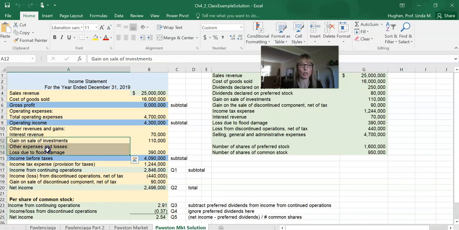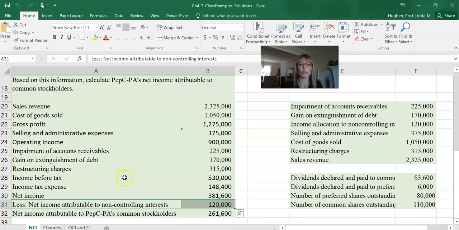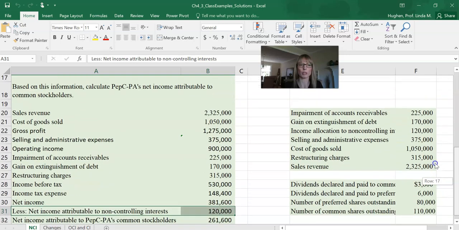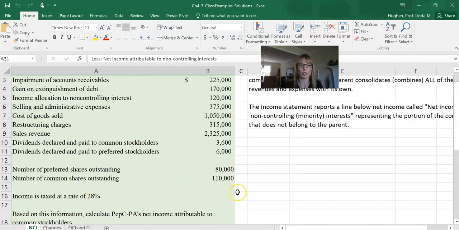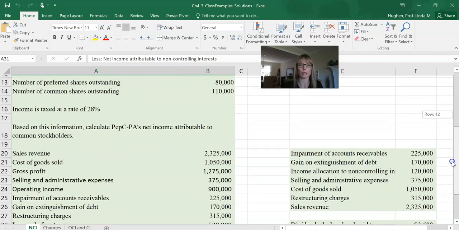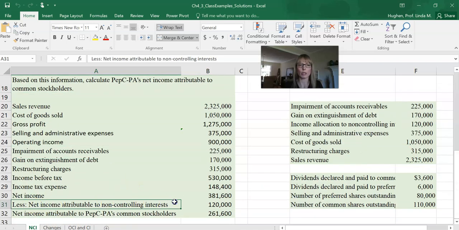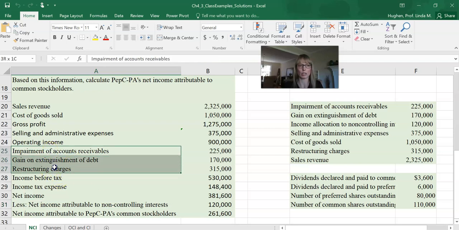We had additional other revenues and gains that we went through, other expenses and losses. Chapter 4_3. That was our class example where we did talk about net income attributable to non-controlling interest. In our first example, we were given a bunch of information and asked to calculate net income attributable to non-controlling interest. Actually, the other question, what is attributable to the common stockholders? And so we saw this is how we account for the income attributable to non-controlling interests. So we know that that is not included in the other revenues and gains section.